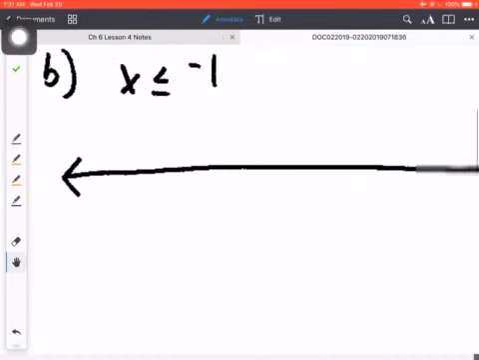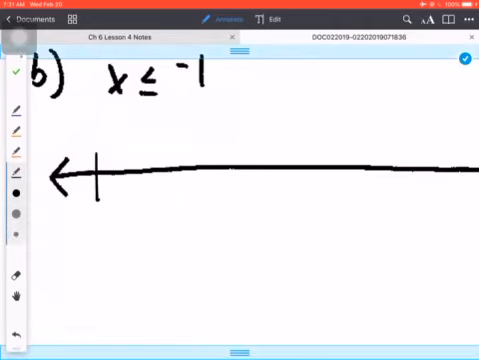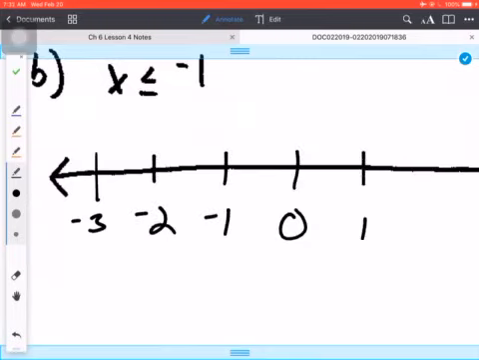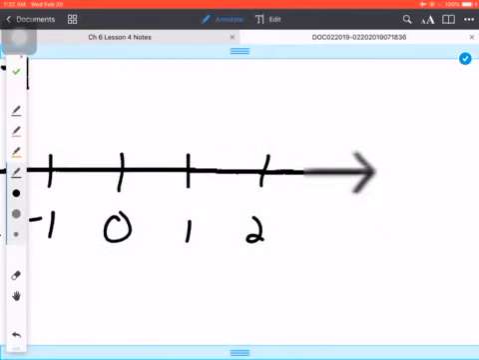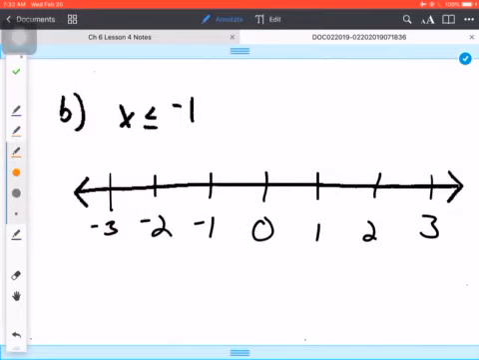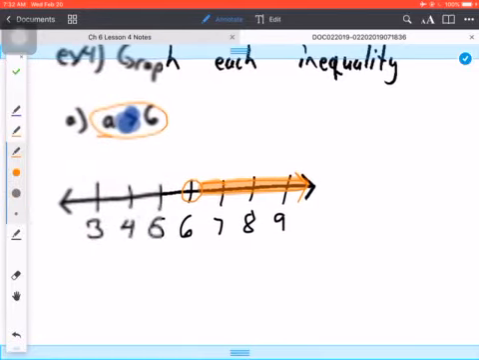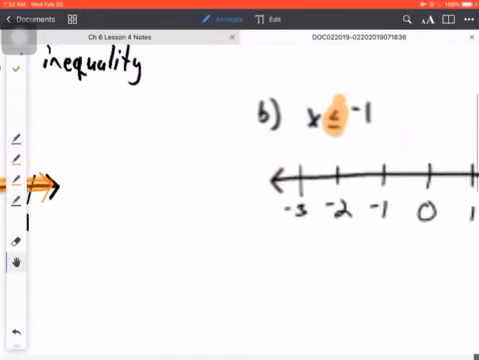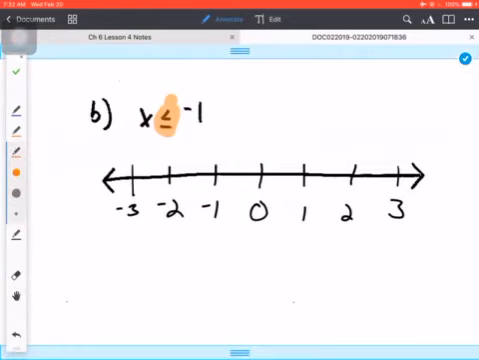Alright, let's look at letter B here now. Same process. I'm going to create my number line. The only difference is I'm going to be starting at -1. So let's go -3, -2, -1, 0, 1, 2, does it keep going? I could probably put a 3 in there. Now, this symbol here is less than or equal to, which means it could be -1. So instead of doing the open circle like I did over here, I'm going to do a closed circle.